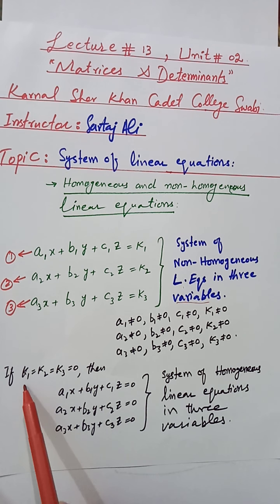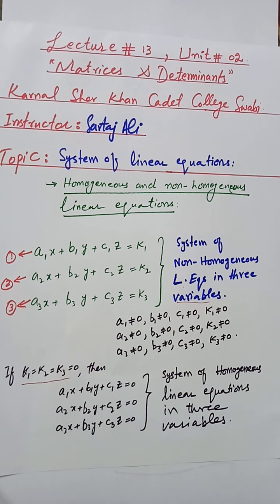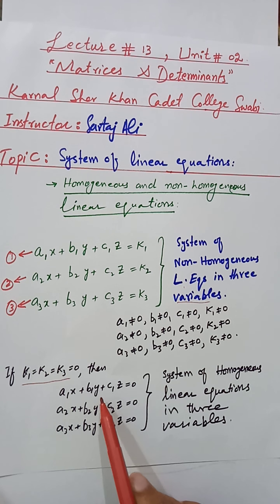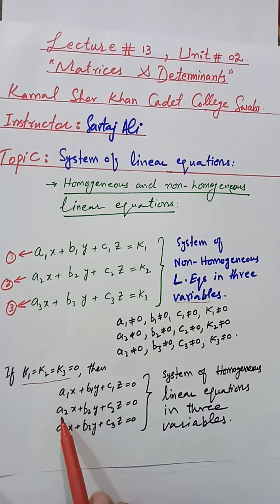And if k1, k2 and k3 are equal to 0, then this system will become homogeneous. Homogeneous means the degree of the variable in each term is the same. So you see that here the degree of the variable is 1, here is 1, here is 1. In all 3 terms the degree of the variable is 1. So this is a system of homogeneous linear equations in 3 variables.